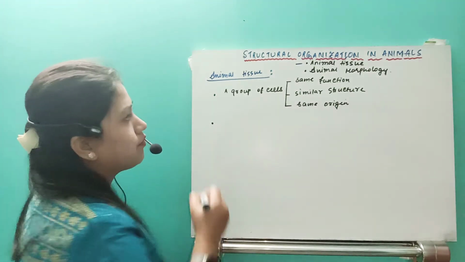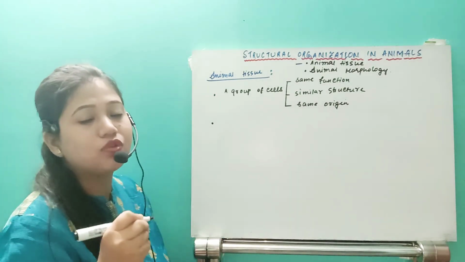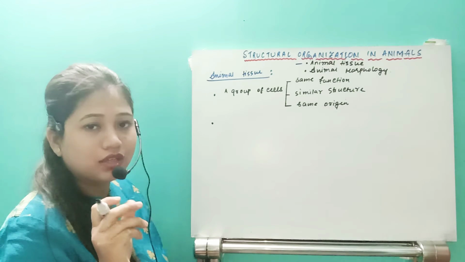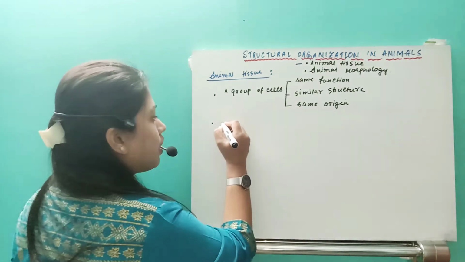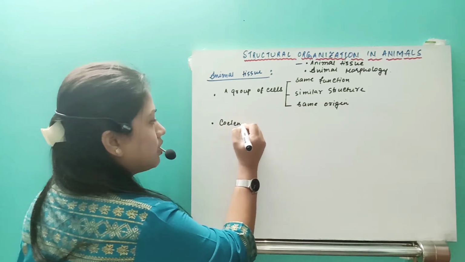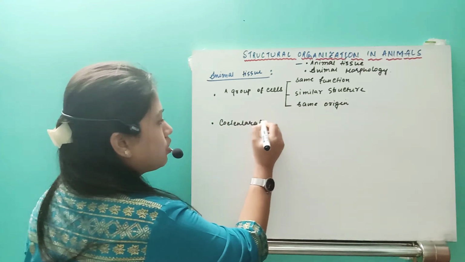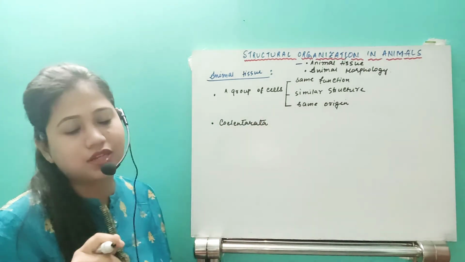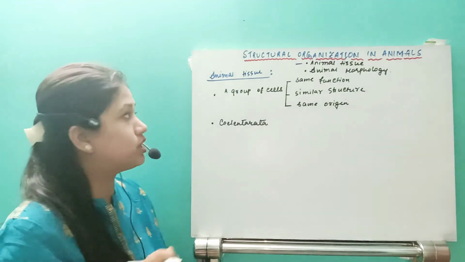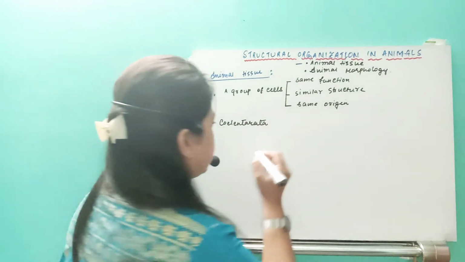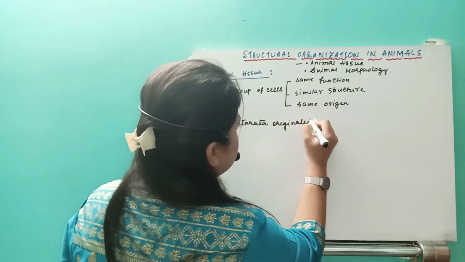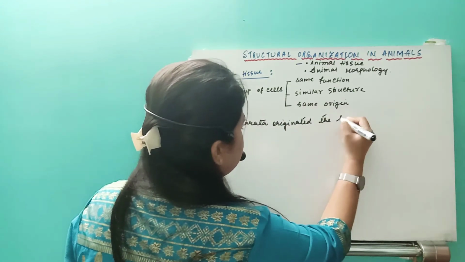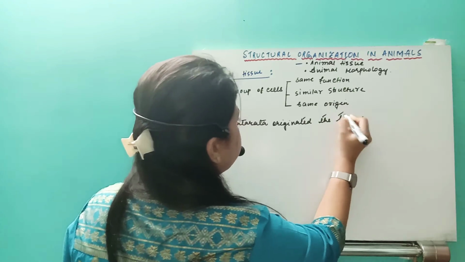Second point, we have to know that this tissue level of organization, the concept of tissue, was first originated in one group of organisms, that is Coelenterata, right? So in the group Coelenterata, phylum Coelenterata, the tissue first originated. Okay, so this point you have to know.